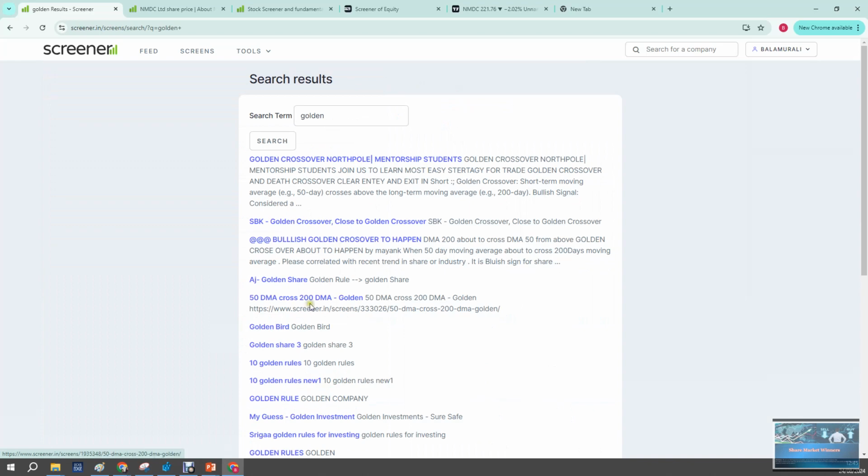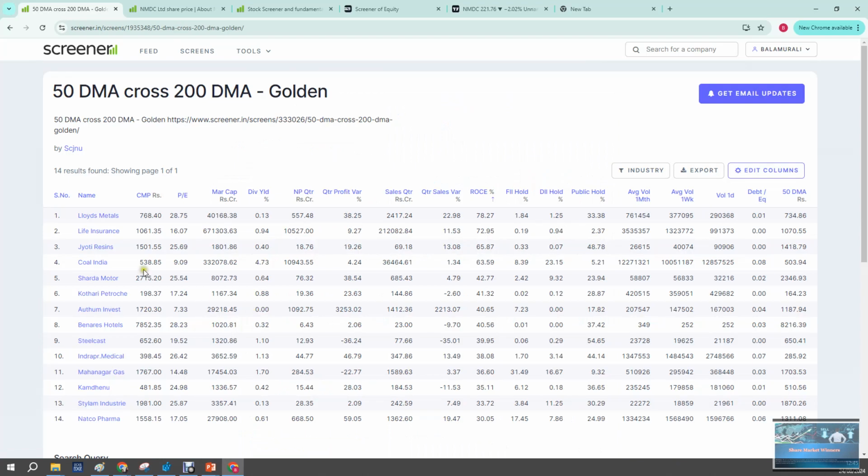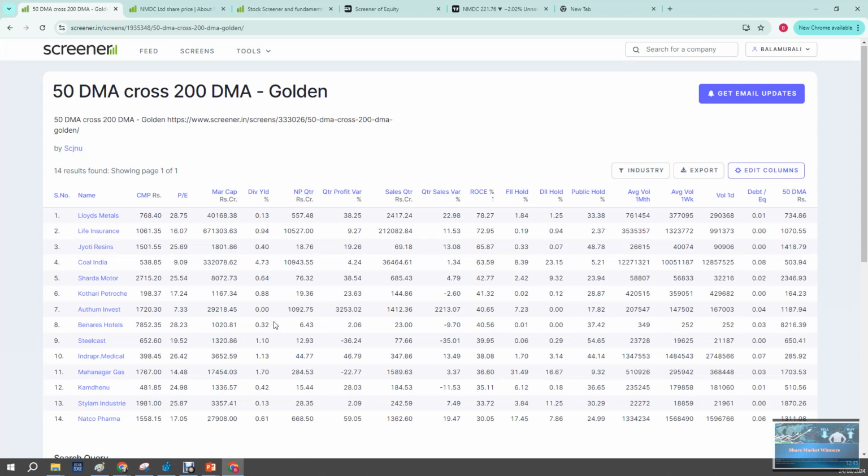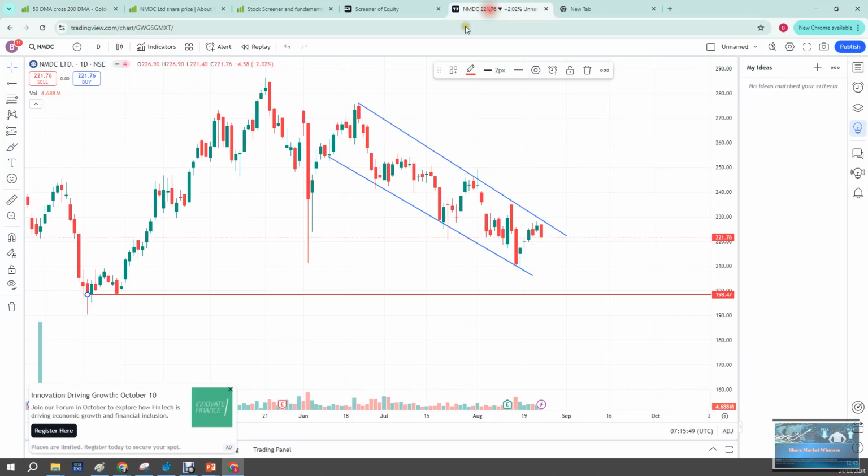So there are various golden crossovers they have written. Golden crossover is nothing but when the 200 moving average is crossed by the 50 moving average, that is called a golden crossover. In that, I can show you an example.